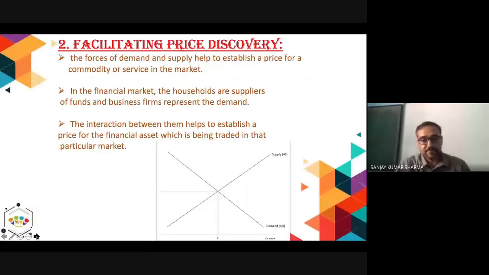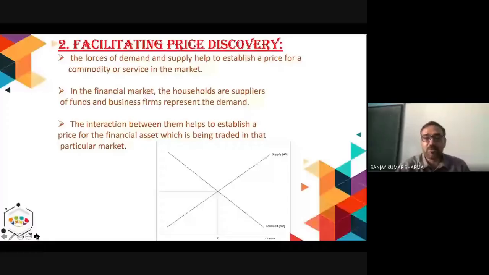Second point, it facilitates price discovery. See, we know that the price is determined by the demand and supply. You know? These are the two forces in the market, demand and supply, which establish price of any commodity or any service in the market. So in the financial market also, the households are the suppliers of funds, isn't it? Households are the suppliers of the fund, and business firms represent the demand.